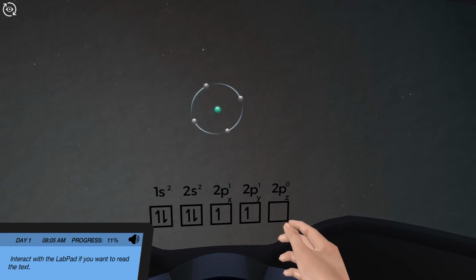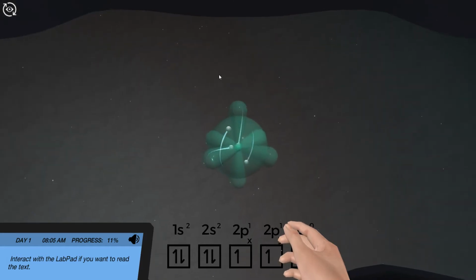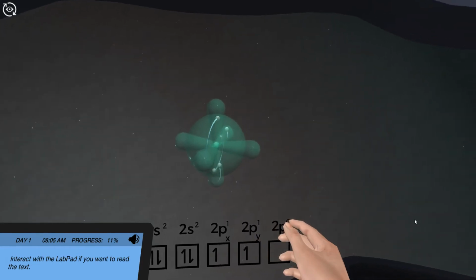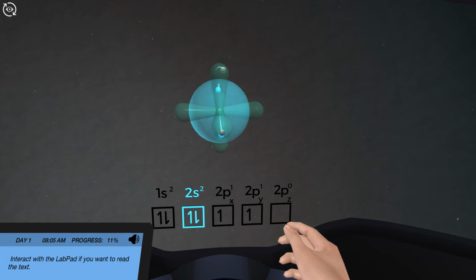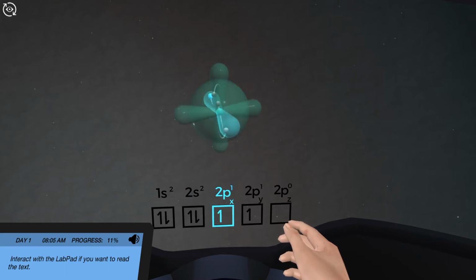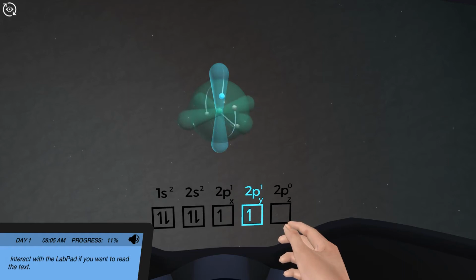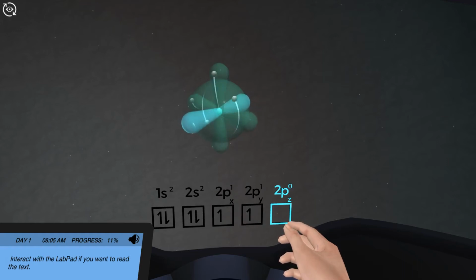We are now looking at carbon's valence electrons, which are those that are used for forming bonds. Let's check out how they are arranged. 2 electrons are orbiting in the 2s orbital, and 1 electron is orbiting in each of the 2px and 2py orbitals. As you can see, the 2pz orbital is currently empty.